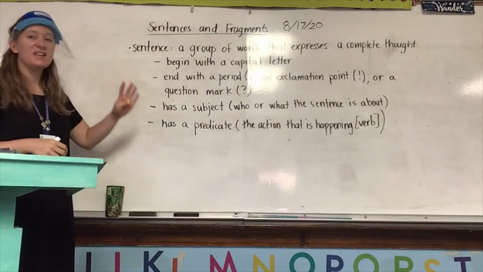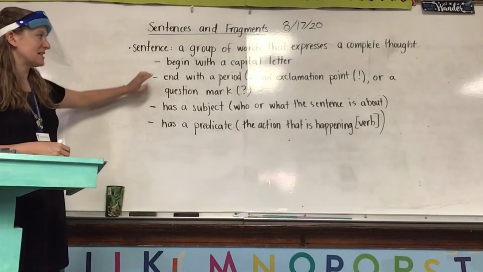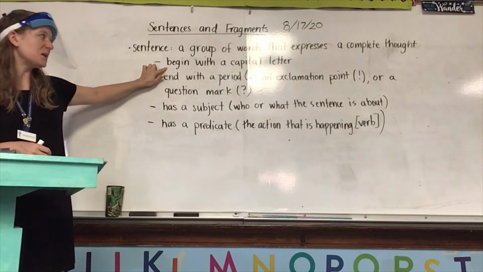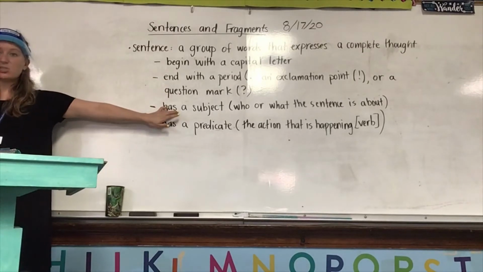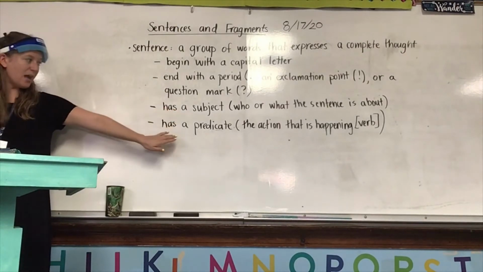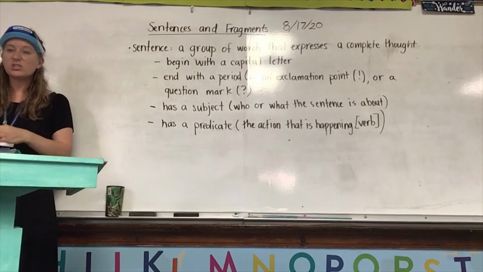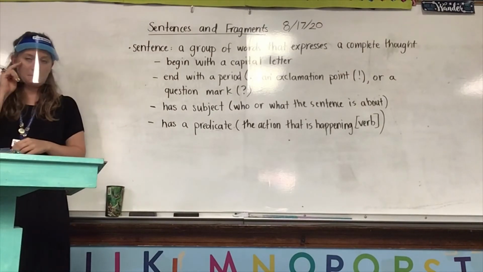So there are 4 things that every complete sentence must have. A capital letter at the beginning, end punctuation at the end, a subject, which is who or what the sentence is about, and a predicate, which is the action that is happening.